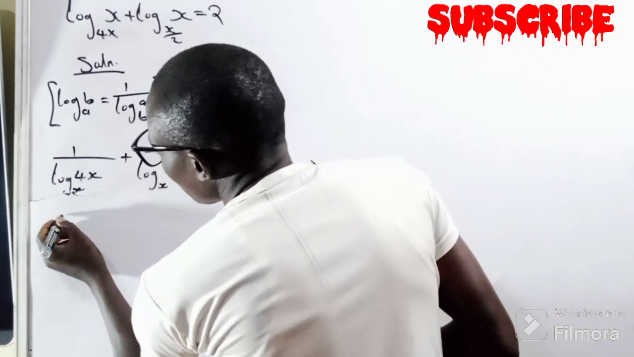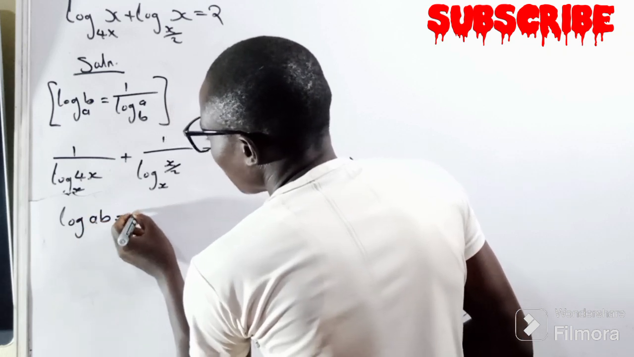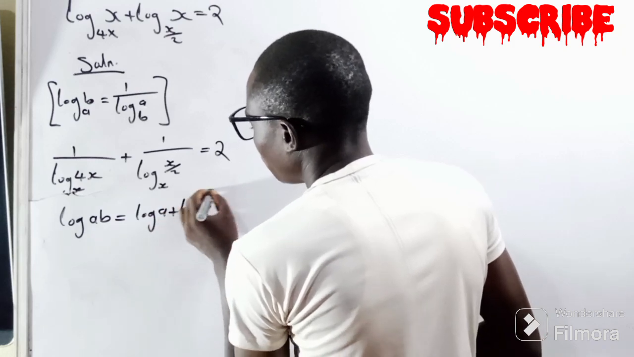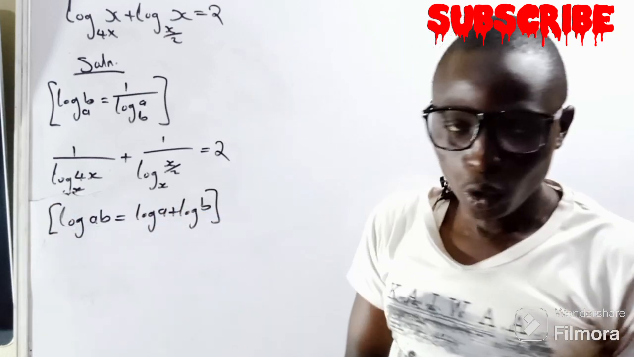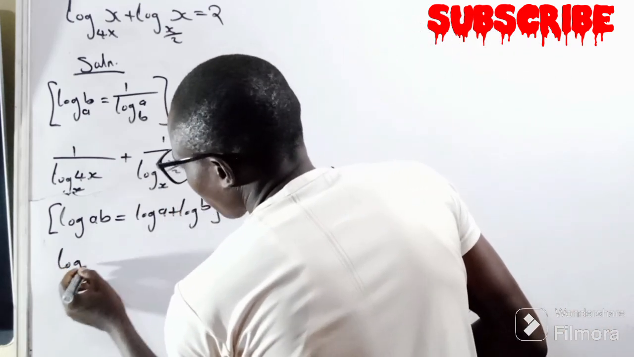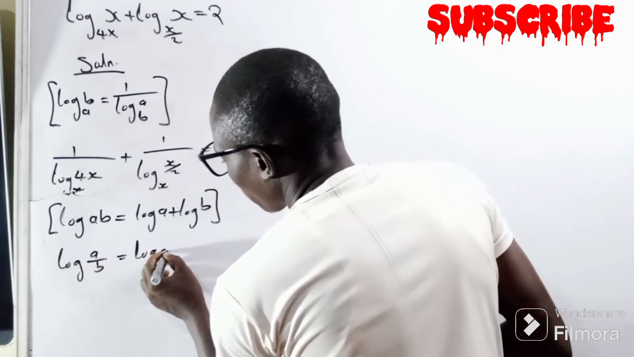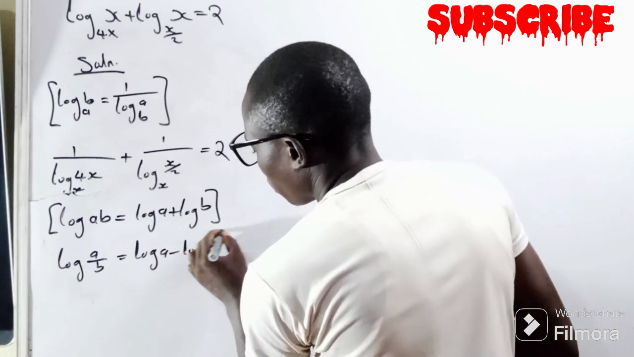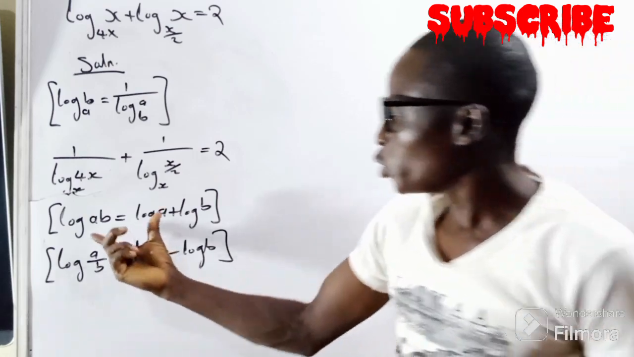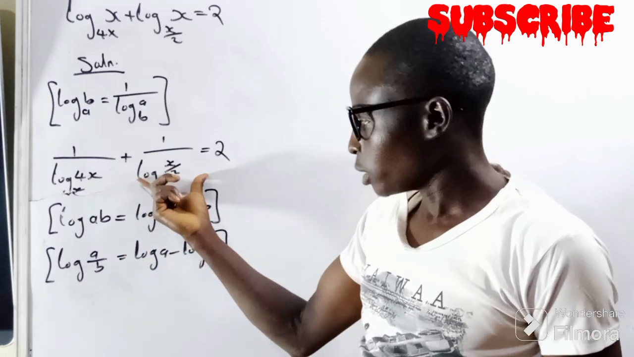The product rule says whenever I have log ab, it is the same thing as log a plus log b. In the case of the quotient rule, whenever I have log a divided by b, it is the same thing as log a minus log b. Very easy and straightforward. I'm going to make use of the product rule in the first term and the quotient rule in the second term.